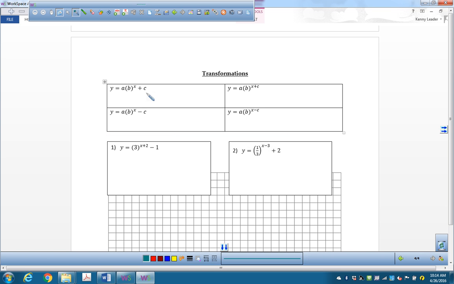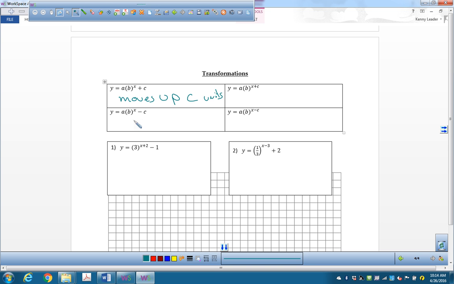What do you think this c does? So this is just general rules, how you shift things up or down. What do you think this does, plus c? Up. Moves it up, okay? So this moves up c units.